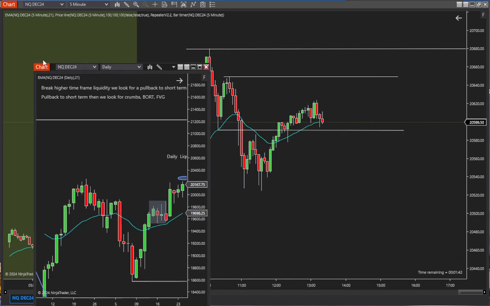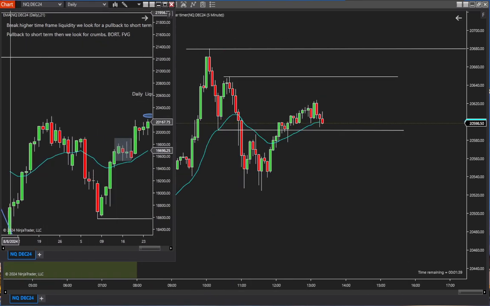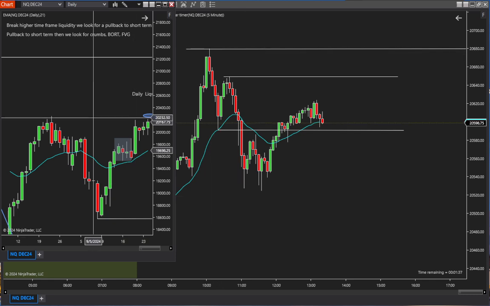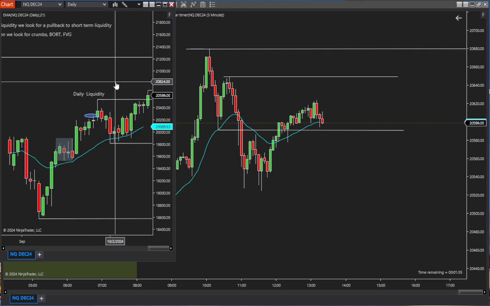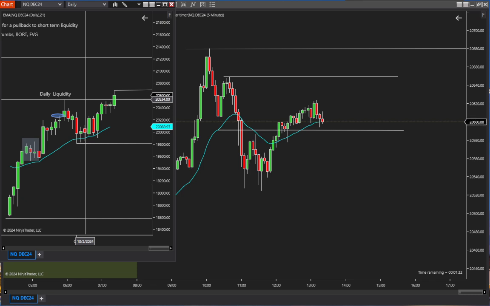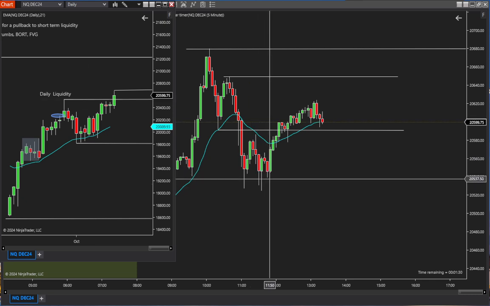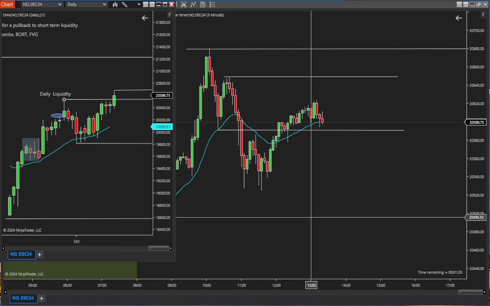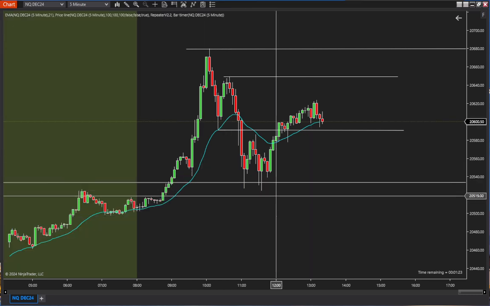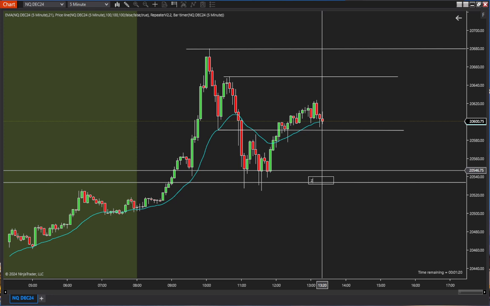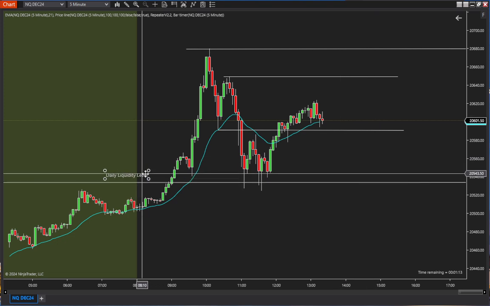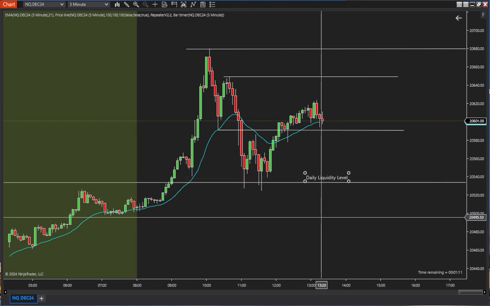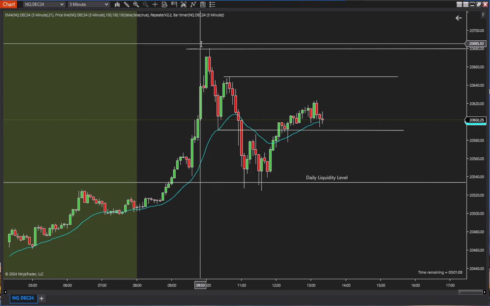So we break out of the higher time frame, which is right here. We broke this level, 534, and this is 530. Let's see if I can put that on the chart. There we go. This is the daily liquidity level. Daily liquidity level, right? So this is a higher time frame liquidity level that we broke above today. And we established a new liquidity level.